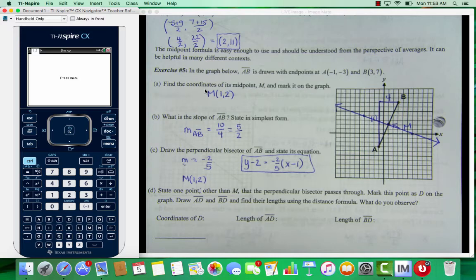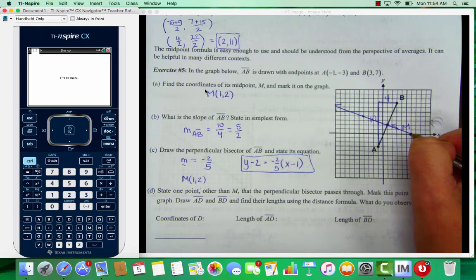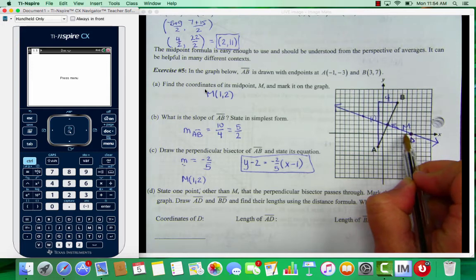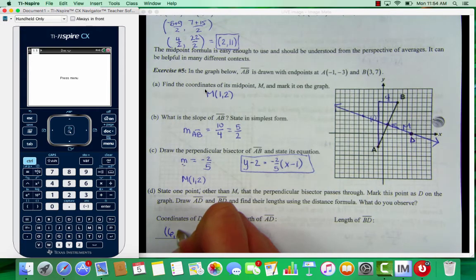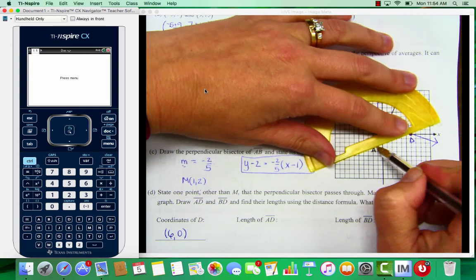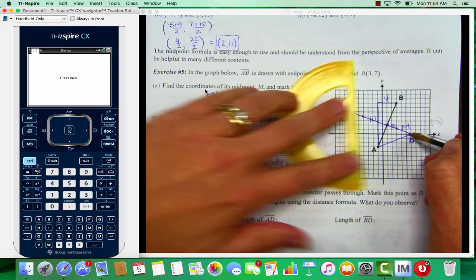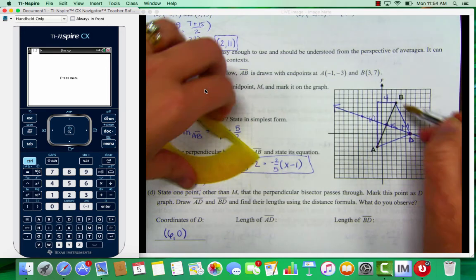And then for the last part of this, it says state one point other than M that the perpendicular bisector passes through. Mark this point as D on the graph, and then we're going to show AD and BD, and we're going to look at their lengths, use the distance formula, and see what we observe. So we have a bunch of points on this line. I'm going to go with this one right here, and that's going to be my D. So its coordinates are 6, 0. And so now I want to find the length of the segment that goes from A to D, so that segment there, and I want to find the length of the segment that goes from D to B.